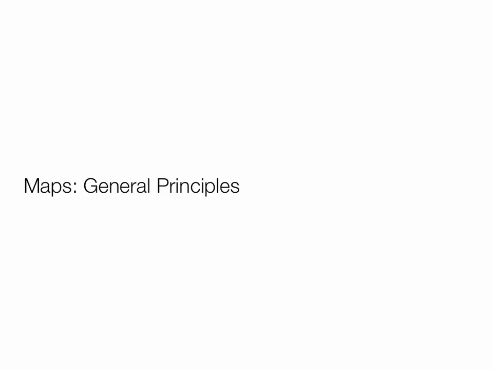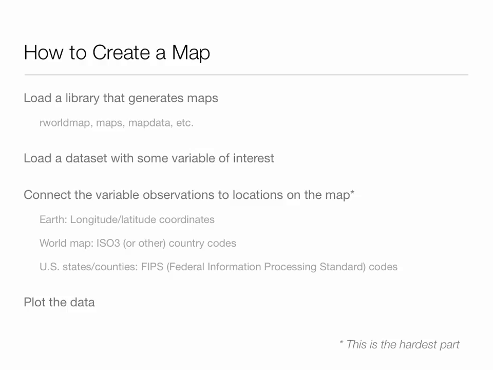So what are the general principles for creating a map in R? They're pretty straightforward, and they're common to just about every map that you make. First is you need to load some sort of library in R that generates maps. Our world map is a good example. Maps is another one. Map data doesn't plot maps on its own, but it has data that the maps package can use to plot more high-resolution maps. So there are a few of them.